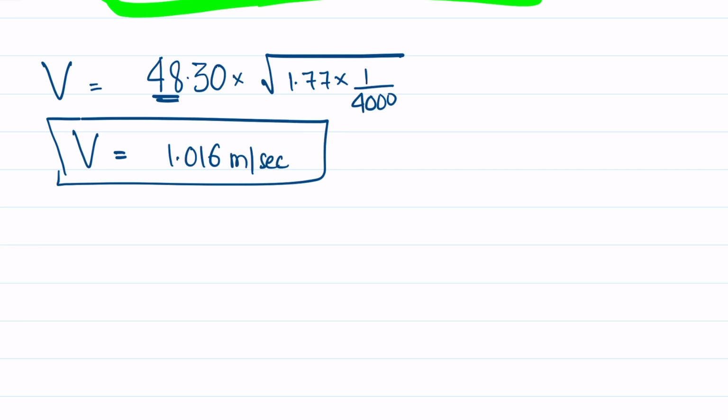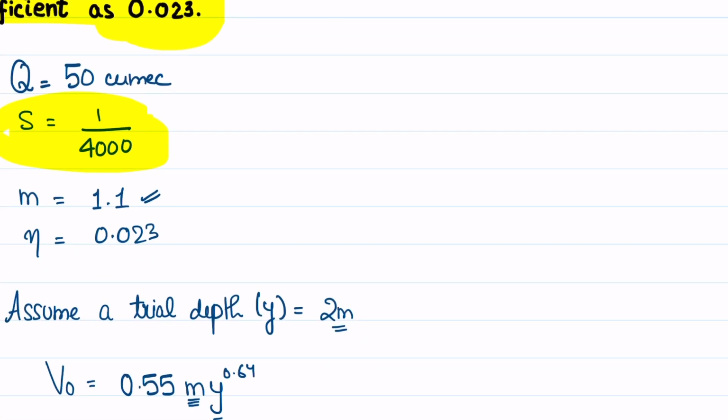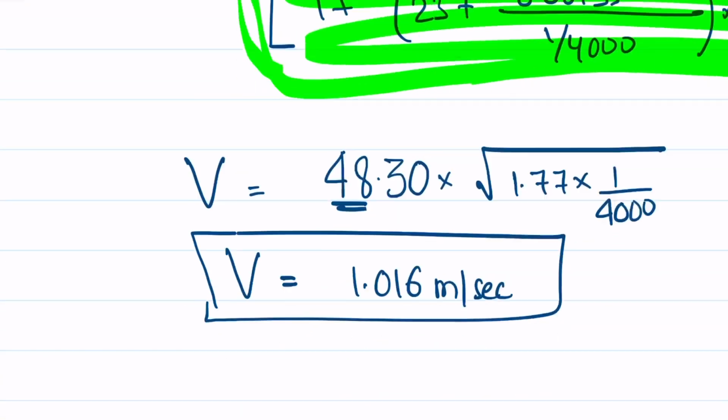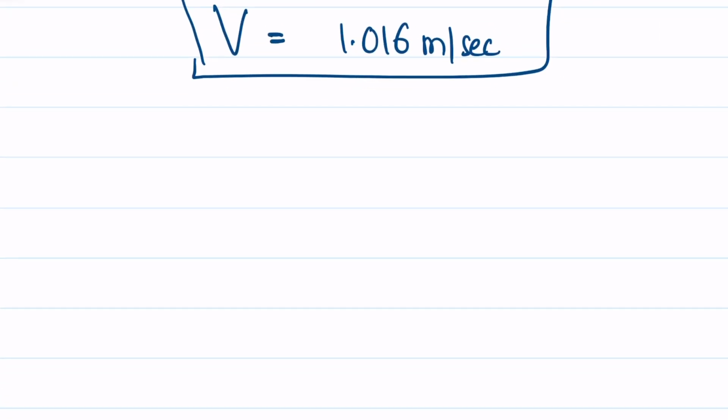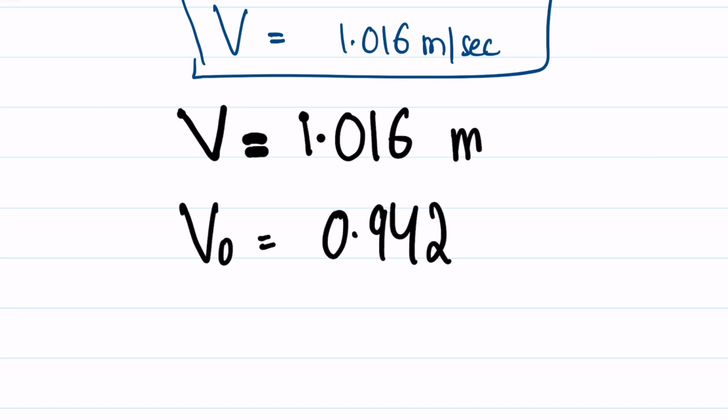What was the critical velocity that we got? The critical velocity that we got was 0.942 meter per second. So if you look here, our V is 1.016, V naught is 0.942 meter per second. Always remember to write the units.